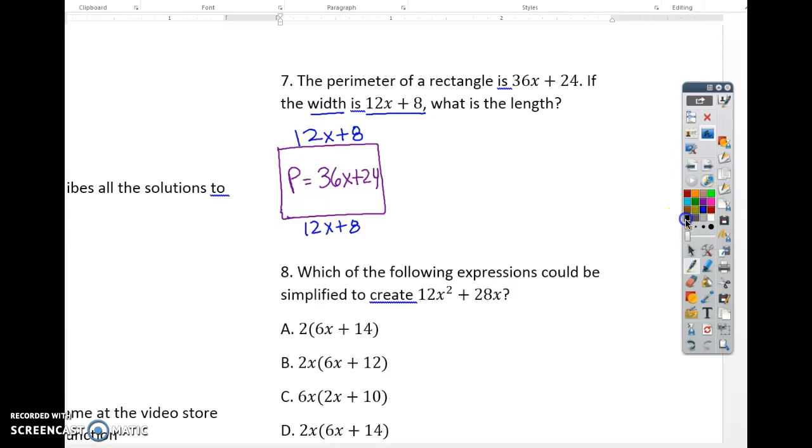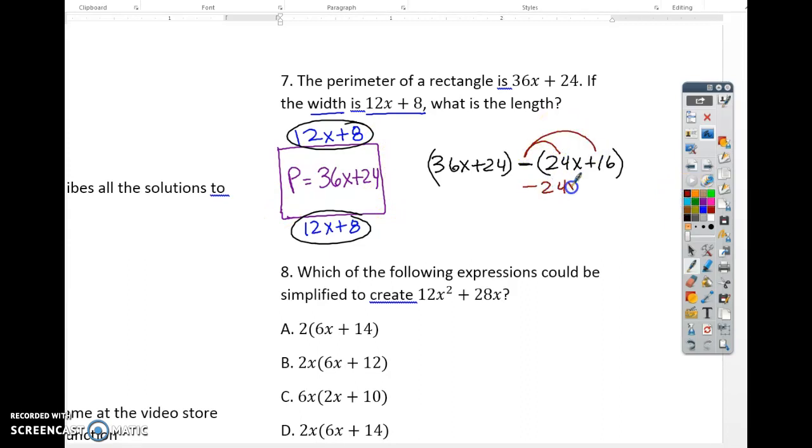So what I'm going to do, you're supposed to add these two first. 12x plus 12x is 24x, and 8 plus 8 is 16. So I'm going to subtract this from the total perimeter, 36x plus 24. And then that'll leave you this side and this side together. So we're going to distribute negative 24x minus 16, right? We're distributing the negative. Negative times 24 is negative 24. Negative times 16 is negative 16.